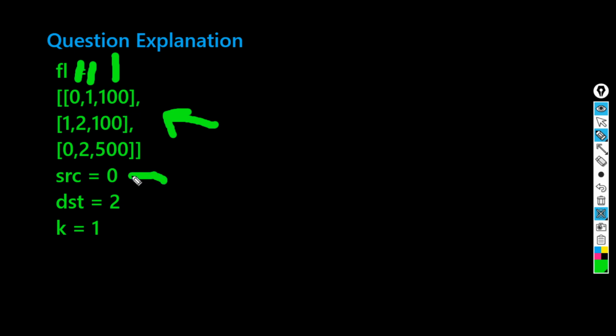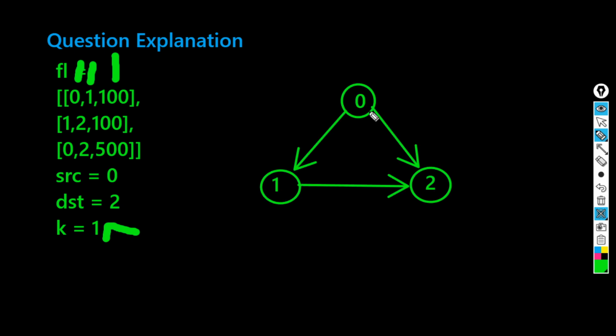Now SRC represents the starting point from where we have to start, and DST represents the destination or the ending point, where K represents the number of stops we require to traverse to reach from source to destination. So this is the graph for these flights.